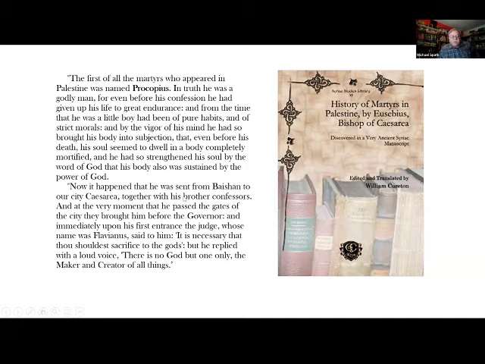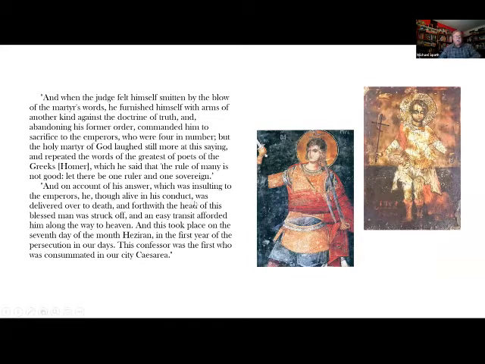So he's pulled in front of the governor, and Flavianus says to him, "It's necessary that you should sacrifice to the gods. There's no God but one only." And then he goes on to say, "And when the judge felt himself smitten by the blow of the martyr's words, he furnished himself with the arms of another kind against the doctrine of truth, commanded him to sacrifice to the emperors." But Procopius laughed and said, "The rule of many is not good. Let there be one ruler and one sovereign." He's quoting Homer. And with that, they struck off his head. But that only gave to him an easy transit along the way to heaven.